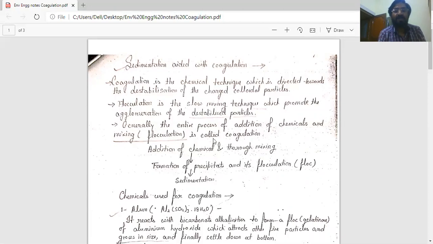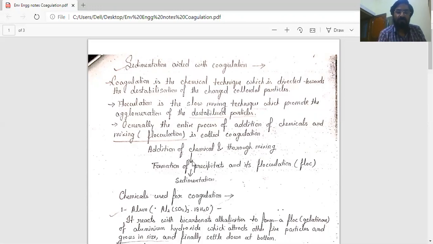Generally, the entire process of addition of chemicals and mixing, that is flocculation, is called coagulation. So coagulation involves addition of chemical and mixing, and it is also done in the sedimentation tank. So the first process is plain sedimentation, and the second is sedimentation added with coagulation.